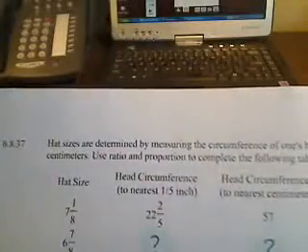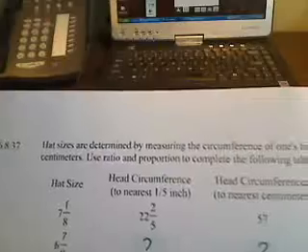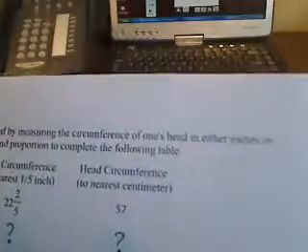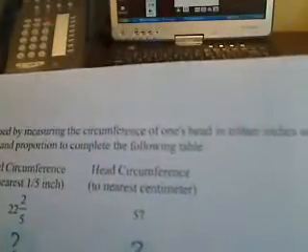So this is a question that was asked over email on the homework, and I printed it off. Let's see if you can see it. It's talking about hat sizes, and they're saying it's determined by measuring the circumference of one's head in either inches or centimeters. They want us to use ratio and proportion to complete the following table. Okay, so they give us this right here.